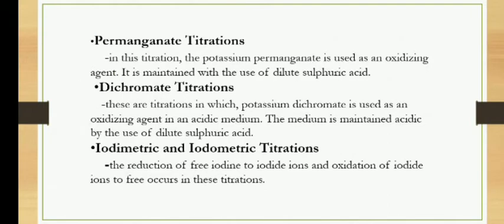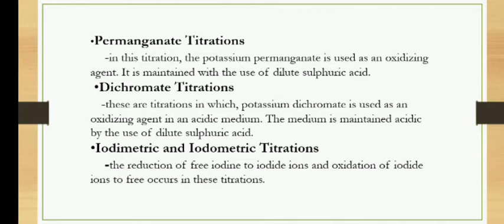So the first one is the permanganate titrations. In this titration, potassium permanganate is used as an oxidizing agent. It is maintained with the use of dilute sulfuric acid. The second one is the dichromate titrations. These are titrations in which potassium dichromate is used as an oxidizing agent in an acidic medium. The medium is maintained acidic by the use of dilute sulfuric acid.